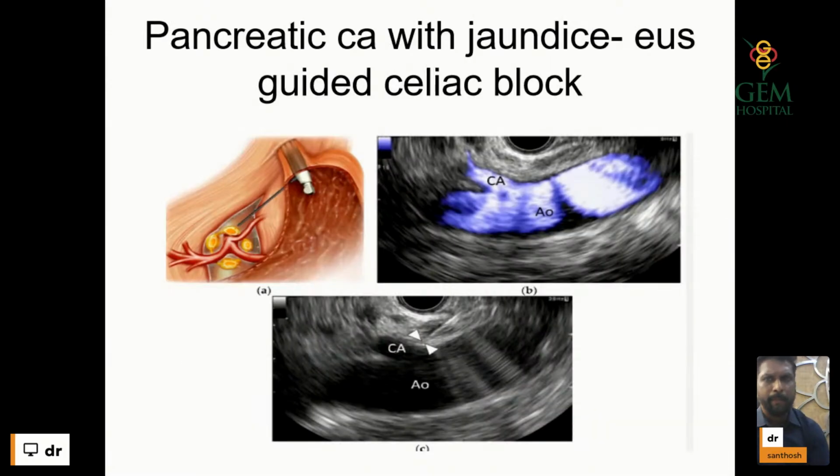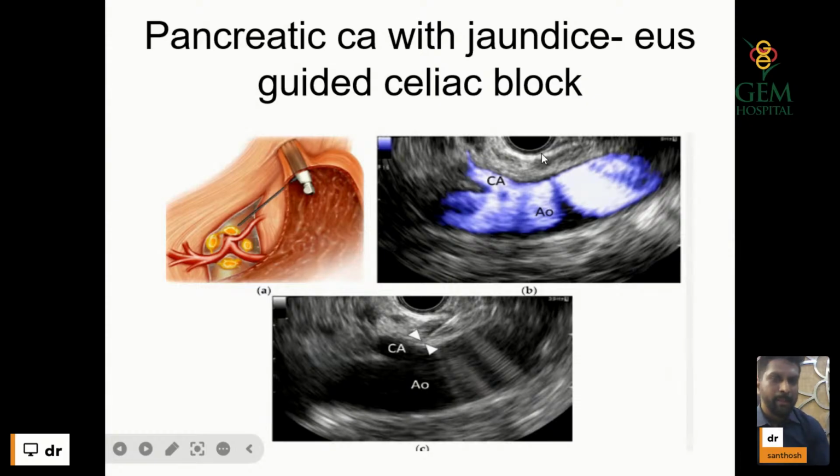Third will be CA pancreas with obstruction. EUS can be used for diagnosing, and it also has some therapeutic role. EUS can be used for giving a celiac block if the patient has advanced cancer with severe pain. We can reduce the pain by giving a celiac block.